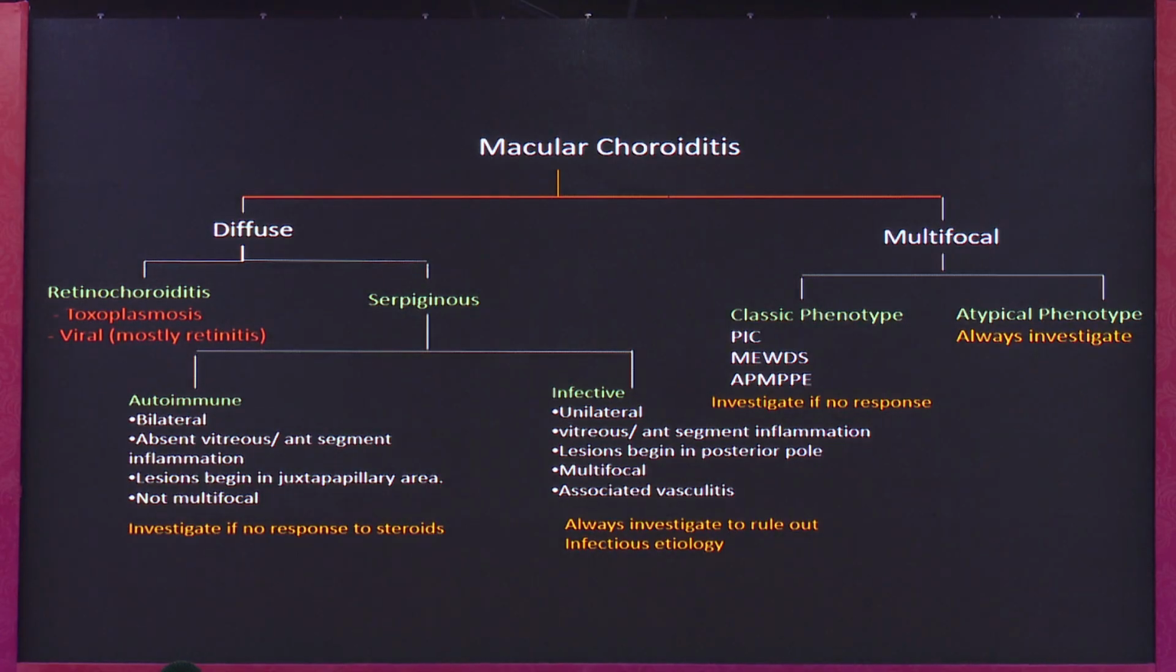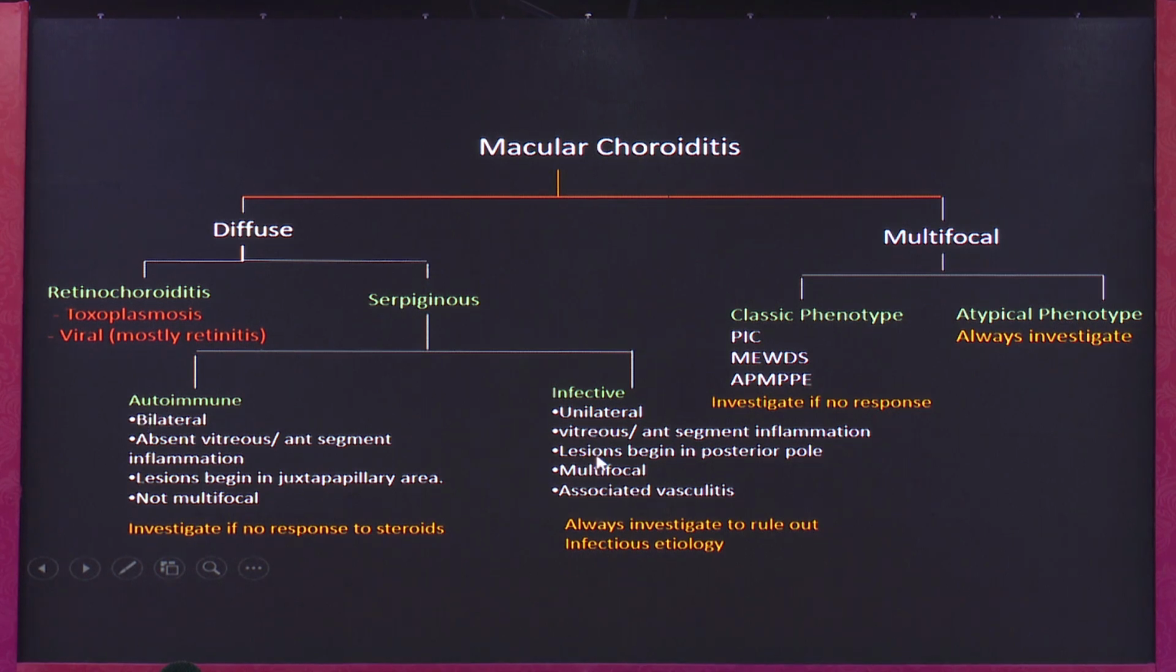So this is my final slide, macular choroiditis. First, be sure it is choroiditis. Once you are sure it is choroiditis, look at the pattern. It has to be diffuse or multifocal. There is no third phenotypic expression. If it is diffuse, see whether it is retinochoroiditis or serpiginous. If it is mainly involving the retina, toxo would be the first differential, and viral would be second. If it is mainly involving the choroid, that is chorioretinitis diffuse variety, it will be serpiginous, which can be autoimmune or infective.